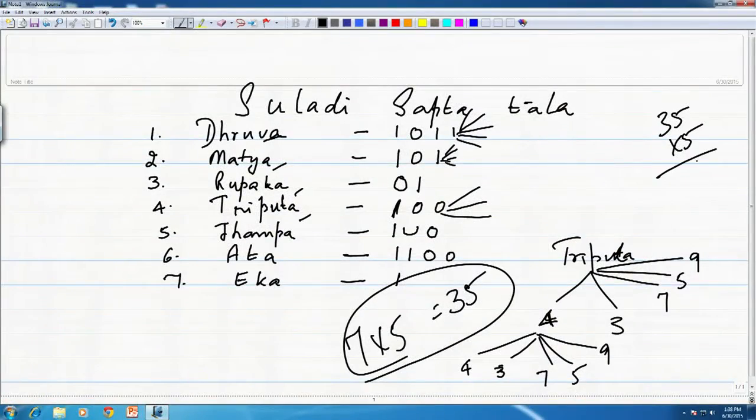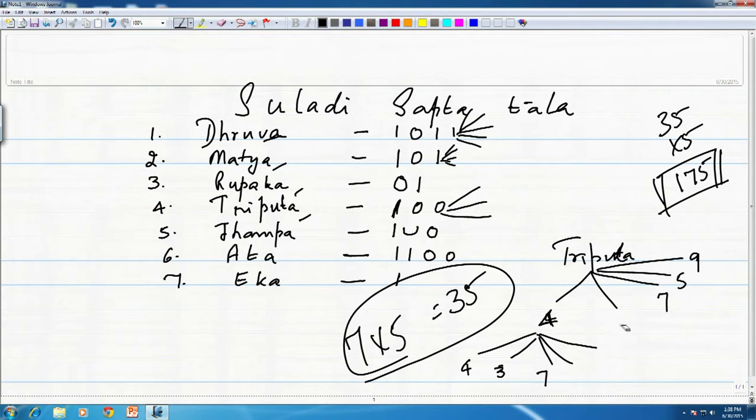So given each Suladi Sapta Tala, there are 5 jatis possible, and for each of the 5 jatis 5 nadais are possible. So you have 35 into 5, which is 175. 175 talas are possible within the Suladi Sapta Tala scale.